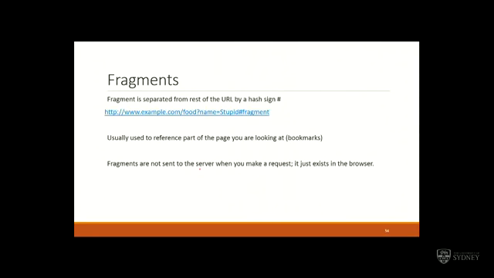You can also have what are known as fragments. This is where you have a hash symbol, and then after that you have the name of some ID. I showed an example in the morning lecture where I had a look at the source for a Wikipedia page and got the ID for a section.